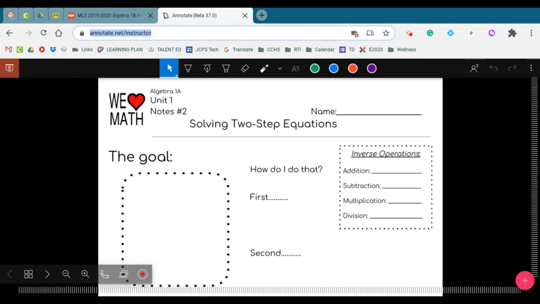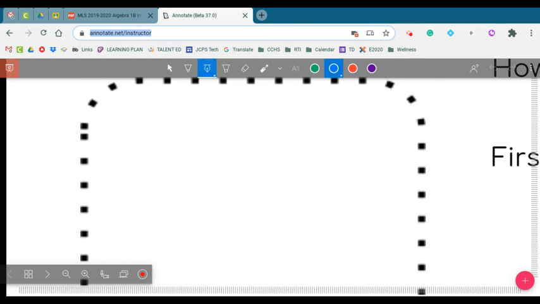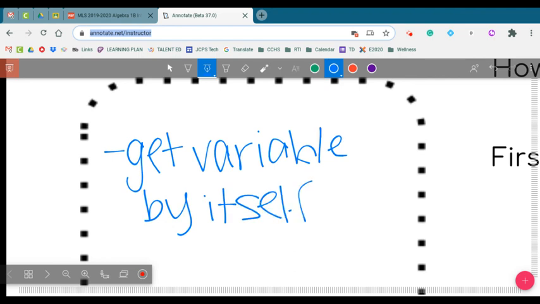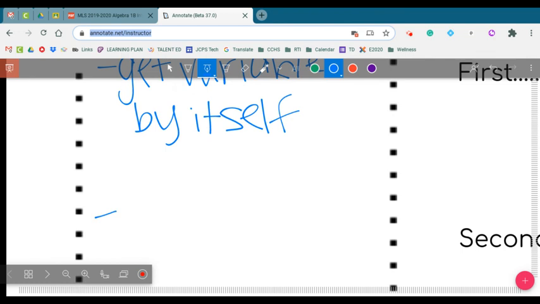So first of all, we have our goal. Our goal always, whenever we are solving equations, is to get the variable by itself or isolate the variable. So what this means is we want to get the variable by itself on one side of the equal sign. Or we could say we isolate the variable.